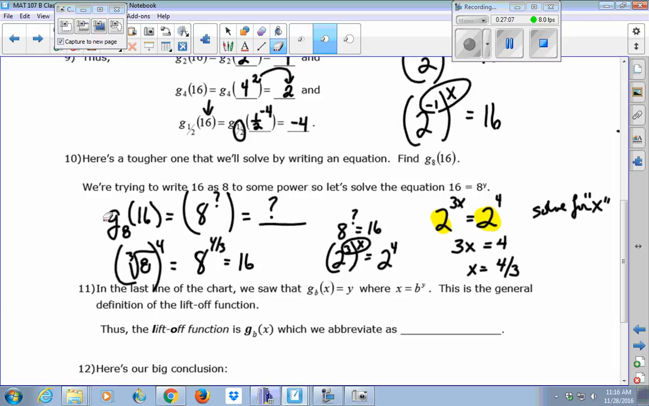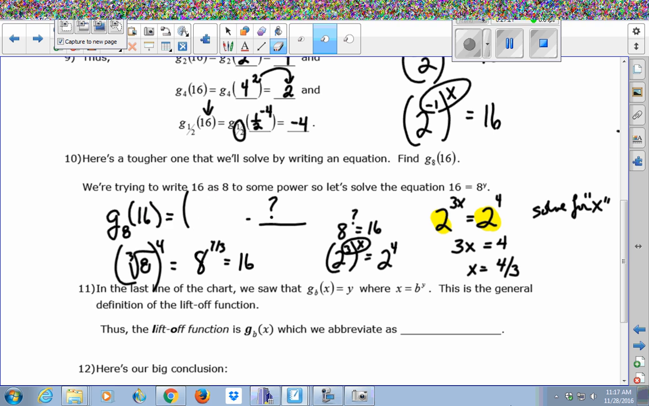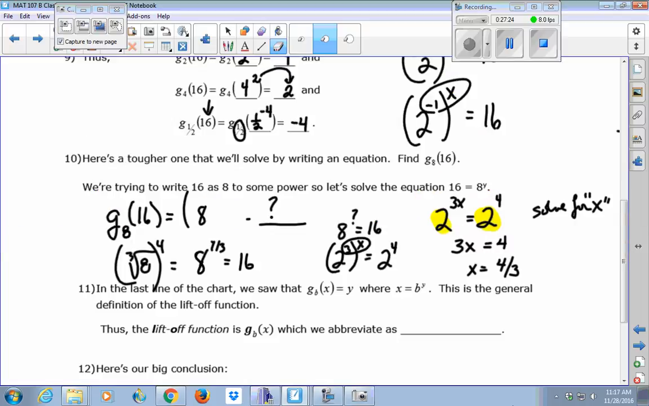So now I say lift off the exponent for 16 when the base is 8. That's what all this notation means. Lift off the exponent of 16 when the base is 8. So you rewrite the base 8 to the 4/3. So your answer here is 4/3.